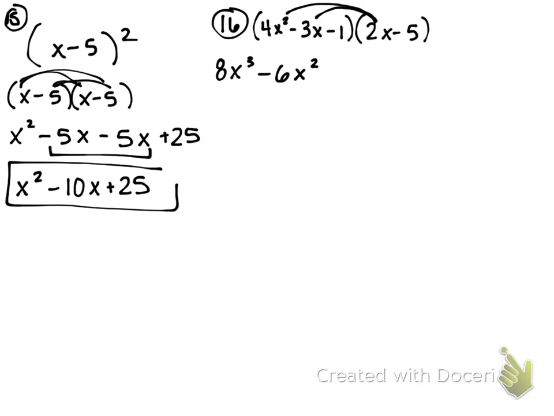Kalea, where do I go next? 2x times negative 1. Which is? Negative 2x. Now what do I do? Austin? Negative 5 times 4x squared. Which is? 20x squared. What kind of 20? Positive or negative? Negative. Very good. So negative 20x squared.